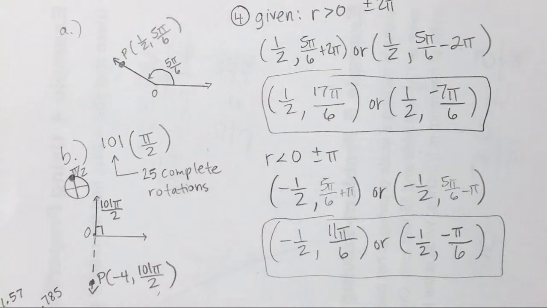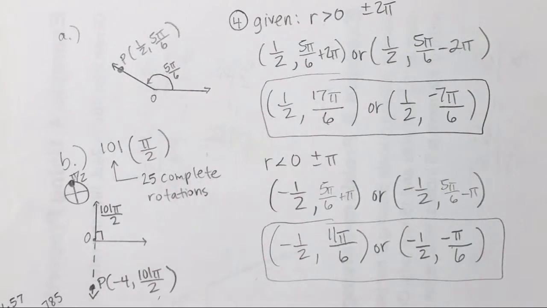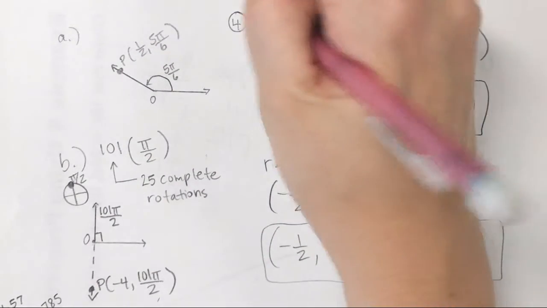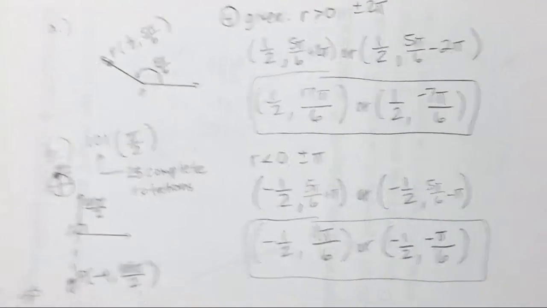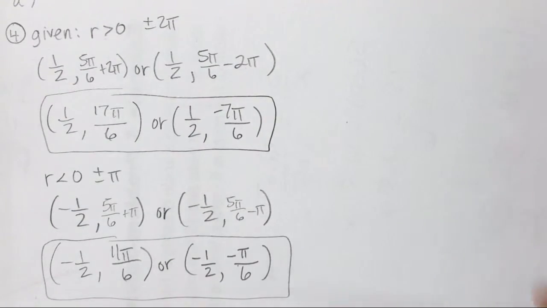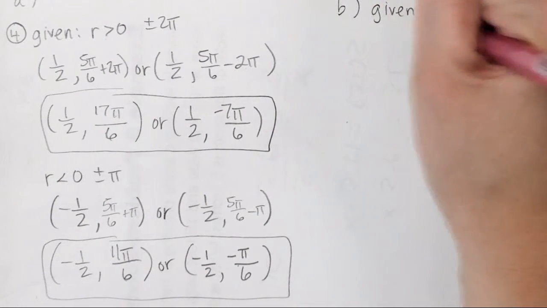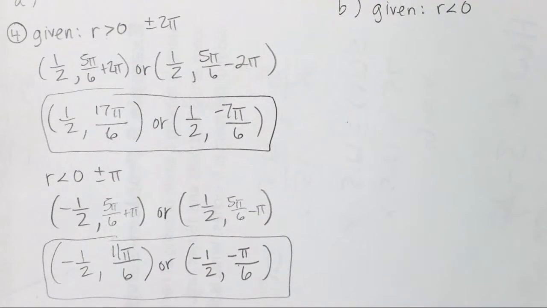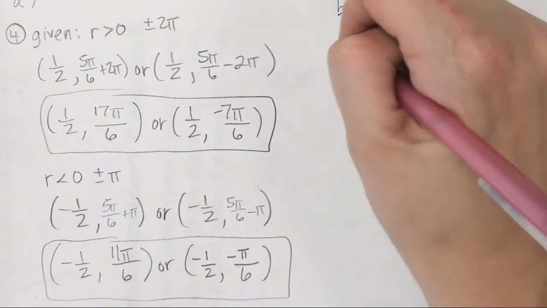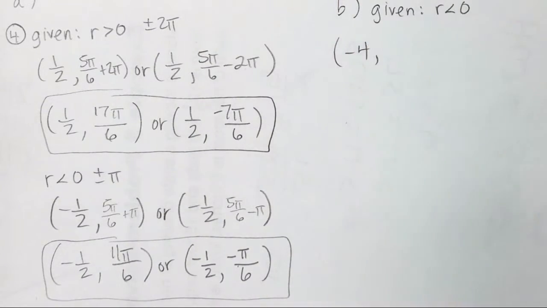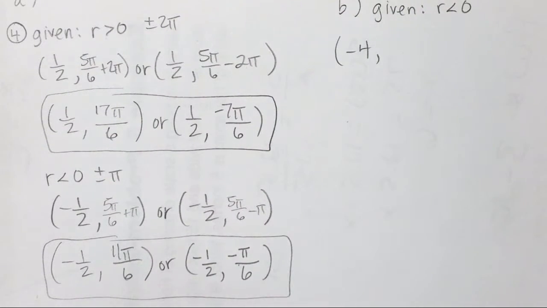Okay, so now we're going to do the same thing for our part B. So that was part A. Okay, so for part B, we were given that R is less than 0, because what was our R value for B? Yep, -4. Okay, so we had 101 pi over 2.